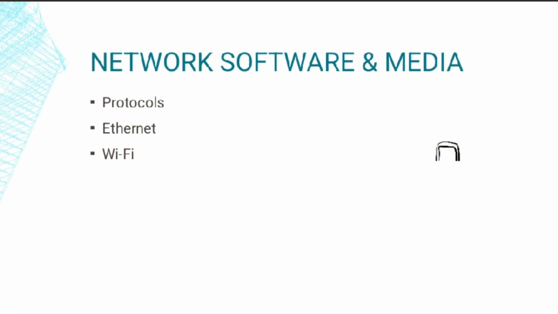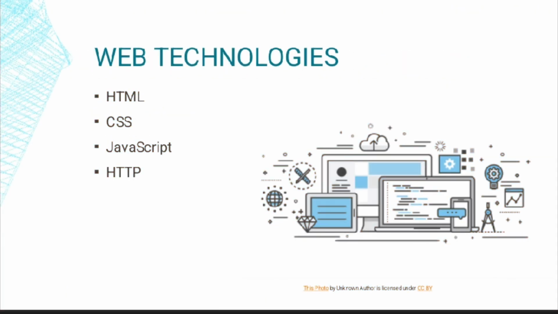Network software and data transmission. Network software includes operating systems and communication protocols like TCP/IP. Transmission media refers to how data is sent, either through cables such as Ethernet and fiber optics, or wirelessly using Wi-Fi. Next slide.